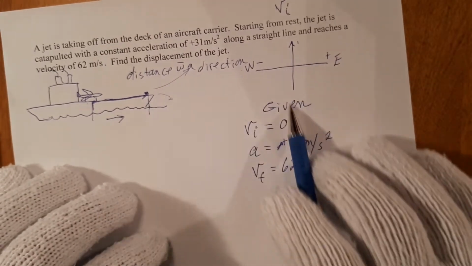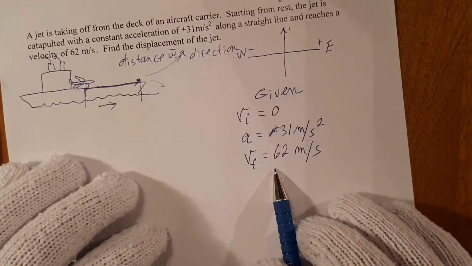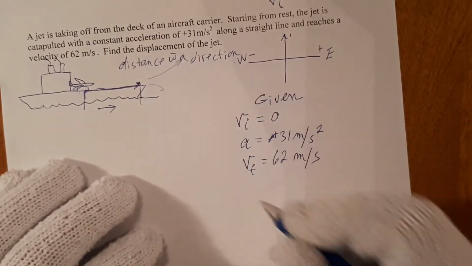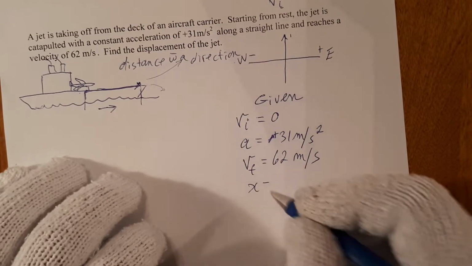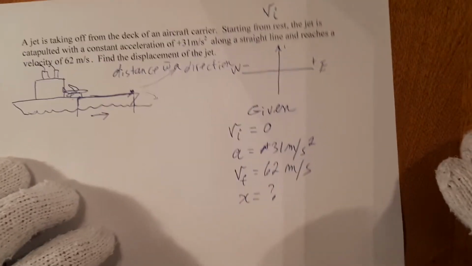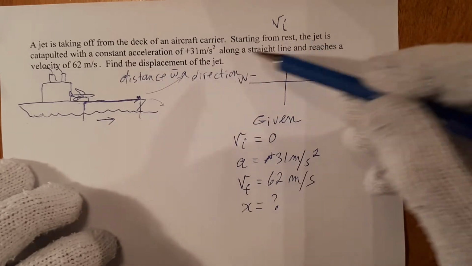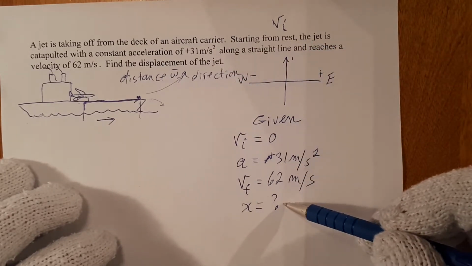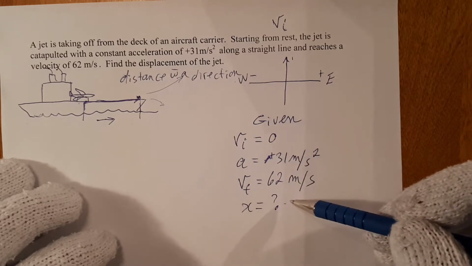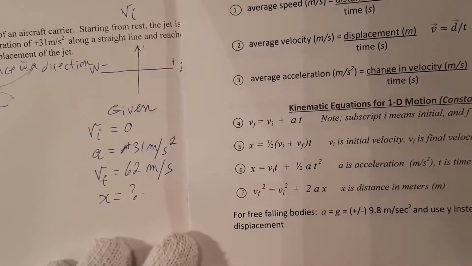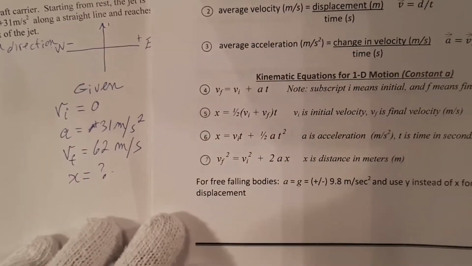And when we make this list of givens, we have to include what is asked for. In this case, displacement is asked, and x represents distance or displacement, and that is what we want to find. So we have extracted from the word problem all the variables that we need. Now we just have to find an equation which will fit all of these variables. Or maybe vice versa, an equation where all these variables will fit into. So let's have a look.